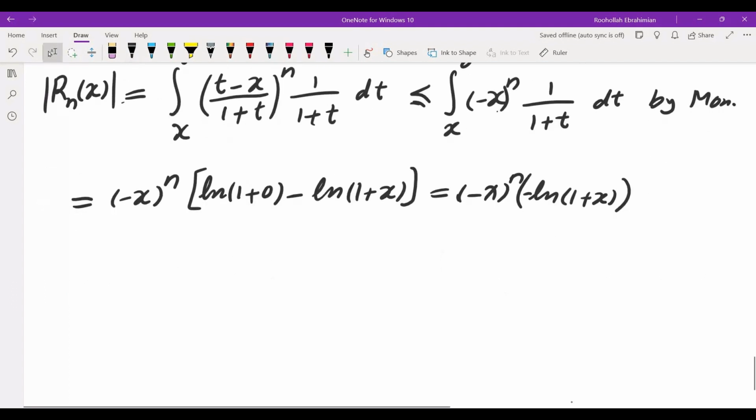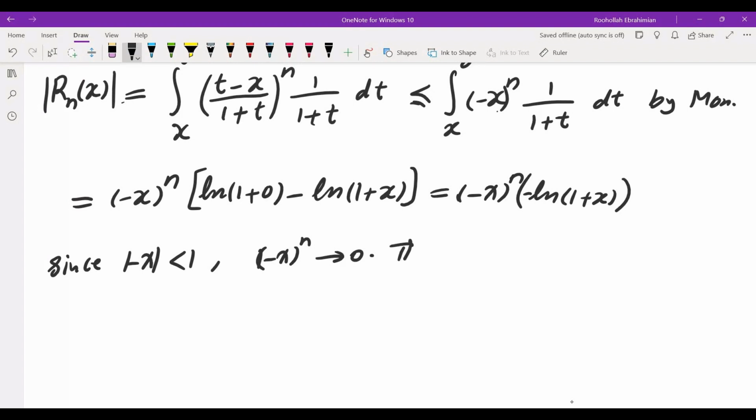Now, negative natural log of 1 plus x is a constant, and negative x to the power of n approaches 0, since negative x in absolute value is less than 1. So thus, by the comparison lemma, Rn of x also approaches 0. And that's exactly what we wanted to show. In order to show the function is equal to its Taylor series, we would need to show its remainder approaches 0. And that brings me to the end of this video.